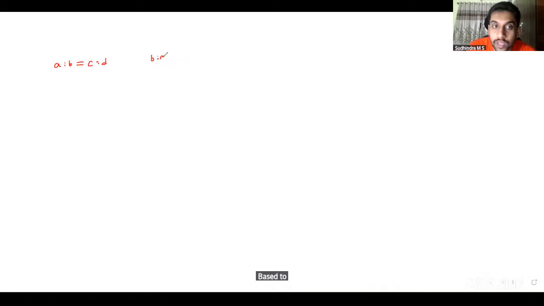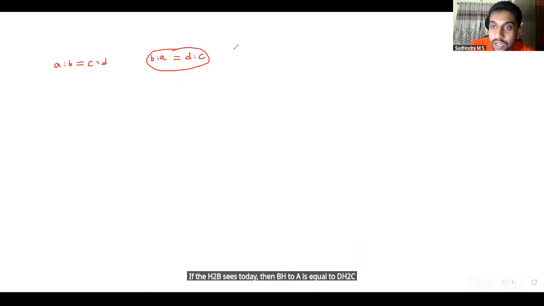B is to A. What is the inverse ratio of C is to D? D is to C. They are also in proportion. If A is to B is equal to C is to D, then B is to A is equal to D is to C. They are also in proportion.